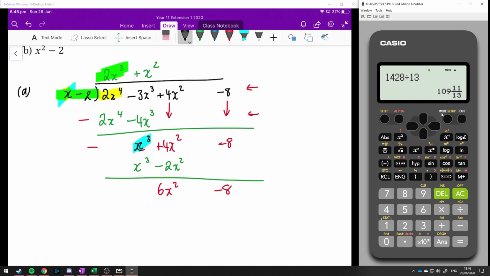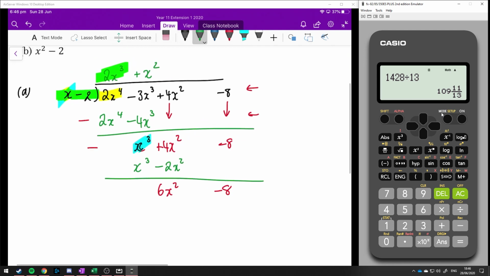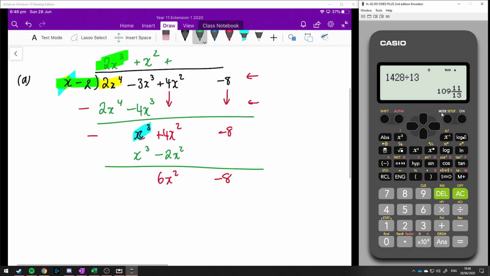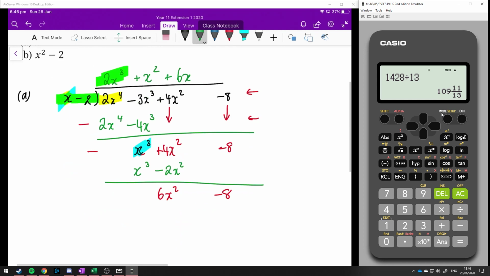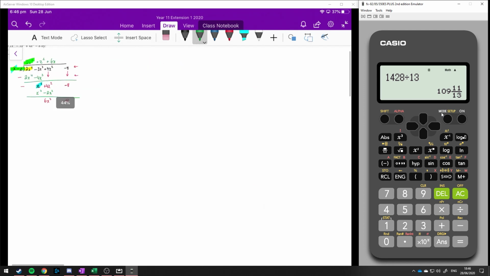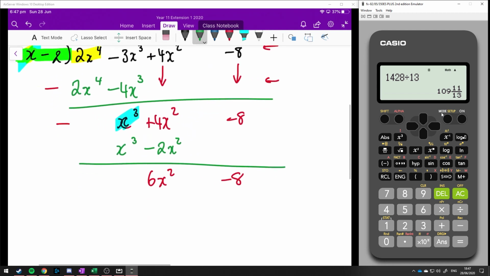So we're going to go 6x squared divided by x, which is equal to 6x. 6x, just like that. Now we're going to multiply these values here by these ones across here. So 6x multiplied by x is equal to 6x squared.